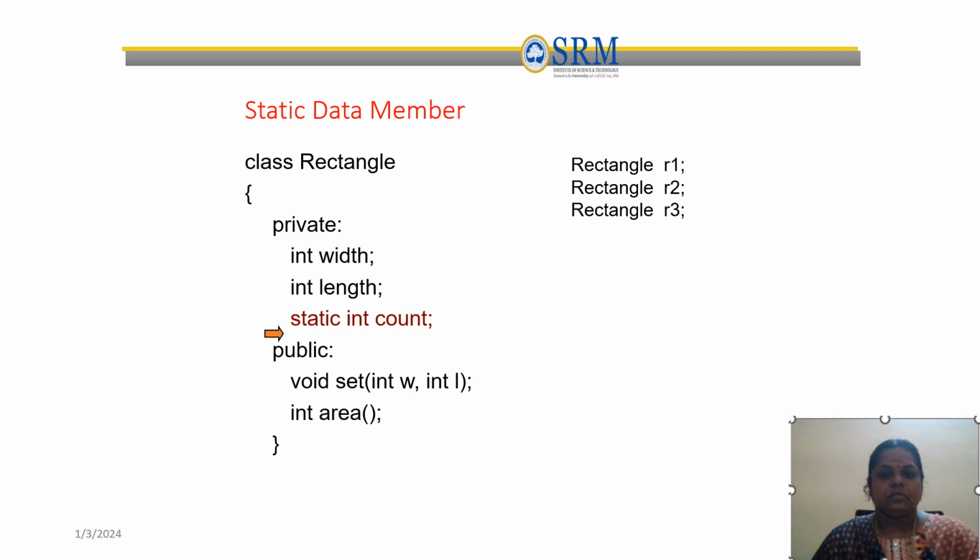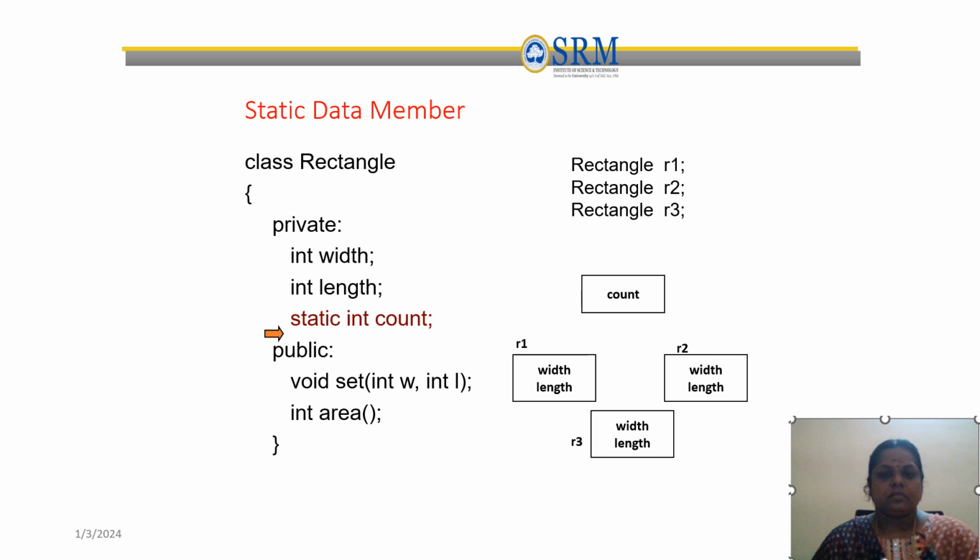So here the class is Rectangle. What are the variables created here? Private width and length. Again, static, another variable we have declared, count. Here count is the static variable that is initialized to 0 initially. And what are we calculating? We are having a function. We are calculating the area for rectangle 1, rectangle 2, and rectangle 3. So here count is the static variable, and R1, R2, R3 will be varying each and every time.